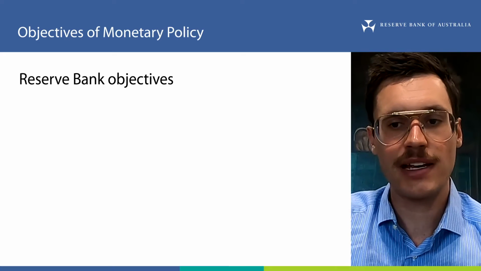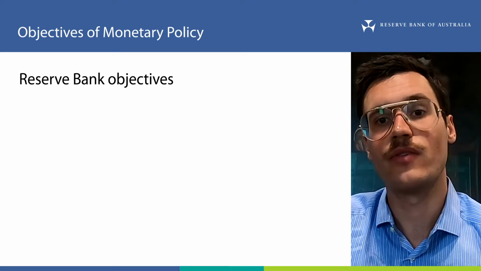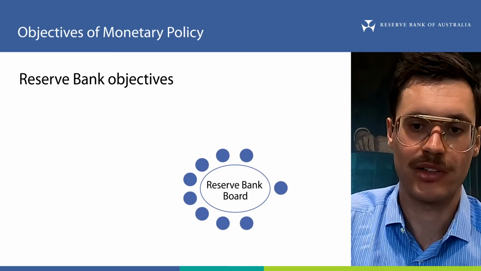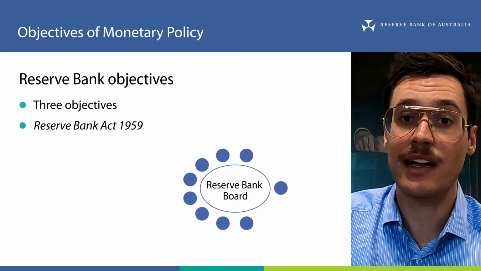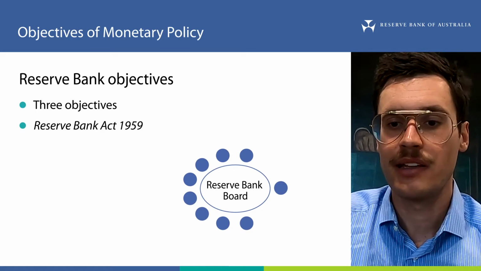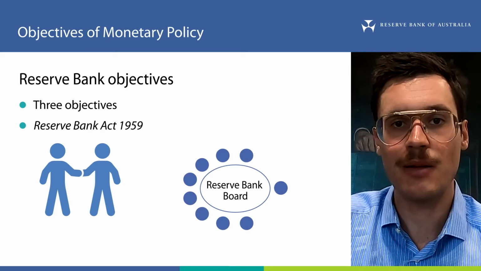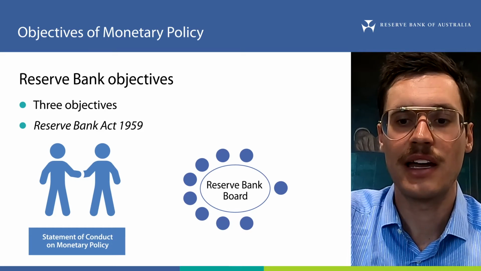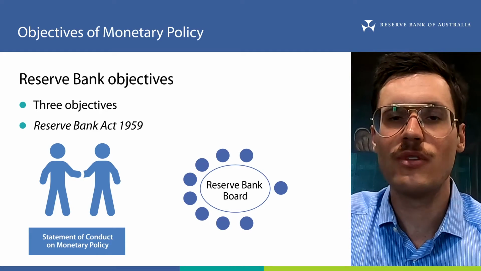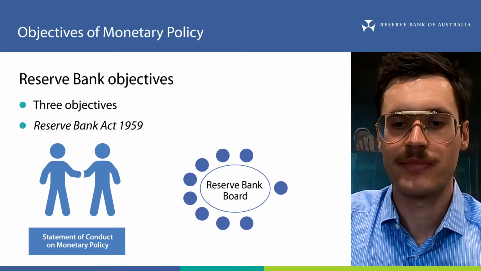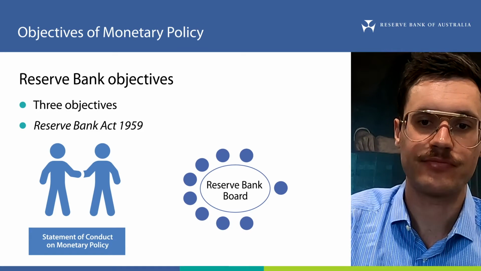The Reserve Bank's objectives guide all of the activities of the RBA, including the decisions of the Reserve Bank Board on monetary policy. The Reserve Bank has three objectives, set out in the Reserve Bank Act from 1959. These objectives are agreed between the RBA Governor and the Treasurer in the Statement of Conduct on Monetary Policy, at least once every 5 years. These objectives are central to everything we do at the RBA. We even have them displayed on the wall in the foyer of our head office.